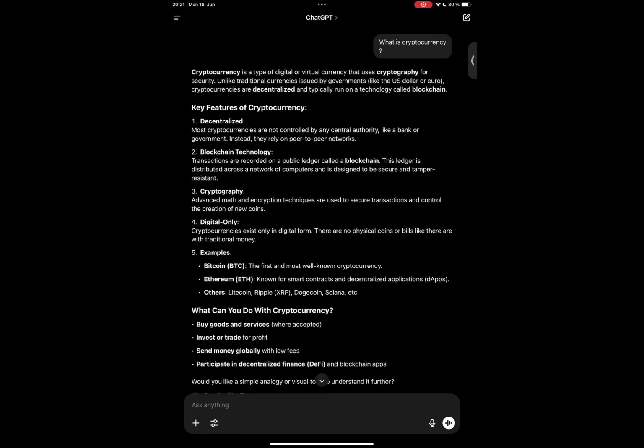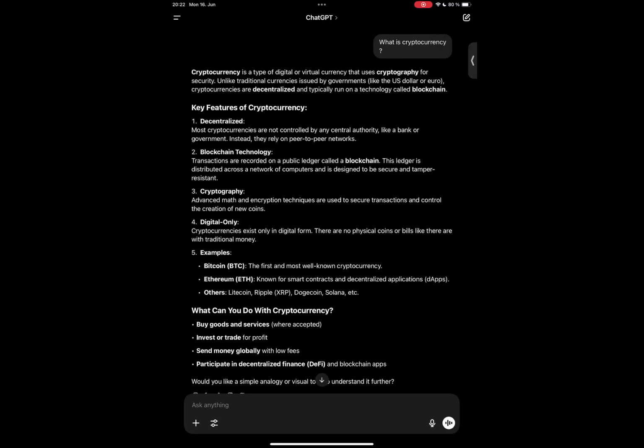All right. So cryptocurrency is a type of digital or virtual currency that uses cryptography for security. If we say something is digital, I believe we all know by now. We should all know because in our countries, we are using so many forms of digital stuff. So by now, everybody should know what digital or virtual means. Unlike traditional currencies issued by governments like the US dollar, the Ghana cedis, the euro, the Ugandan shillings, the naira, and so on, cryptocurrencies are decentralized and typically run on a technology called the blockchain.